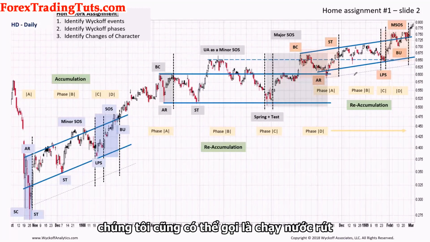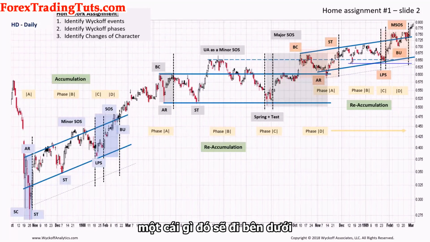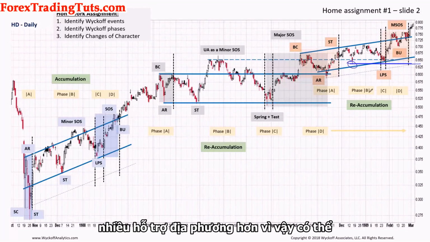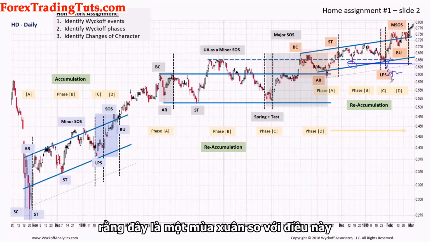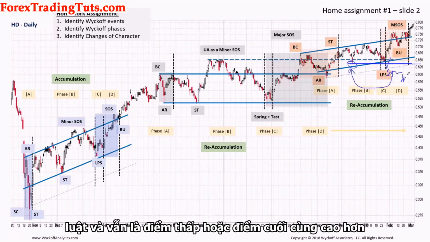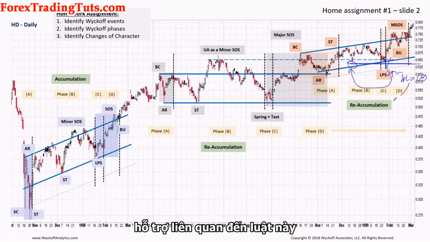We could also be calling a sprint something that would go below more of the local support, so maybe something like this, then we could say that this is a sprint relative to this low and still a higher low or last point of support relative to this low. Okay, good question.